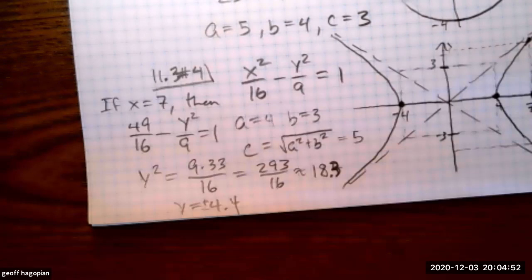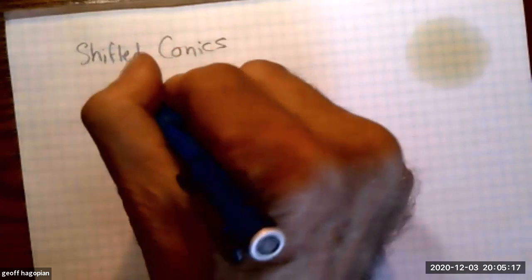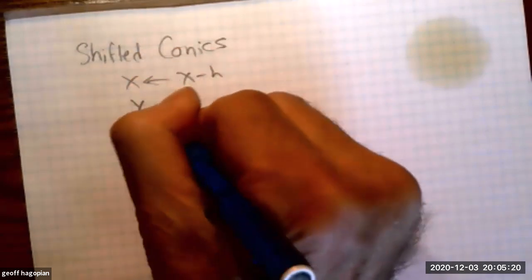Now, let me tell you one more thing before we wrap up week 14. Well, two more things. Okay, sorry about this. I know this is a lot. But one more thing is that we can shift horizontally. Shifted conics. You replace x by x minus h and y by y minus k, and you will have shifted your conic so it's no longer centered at the origin, but it's the same shape. Shifting doesn't change the shape, it just changes the position.